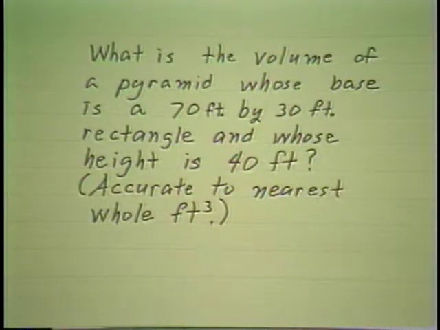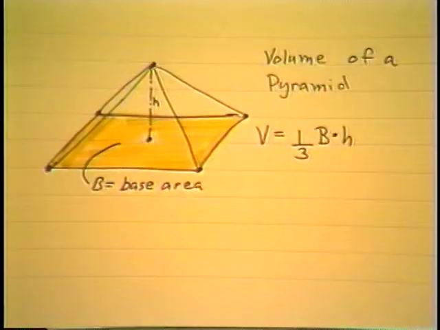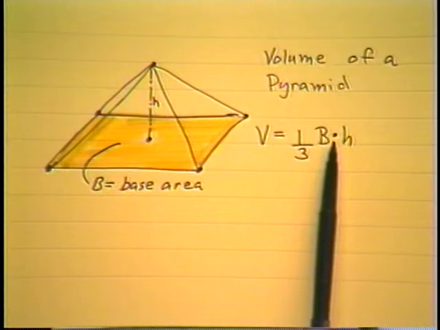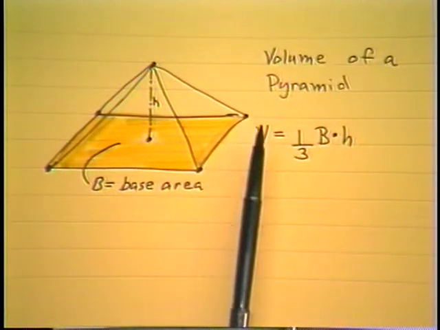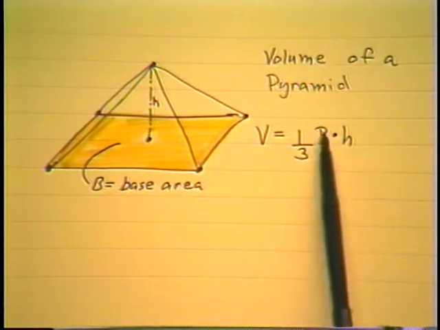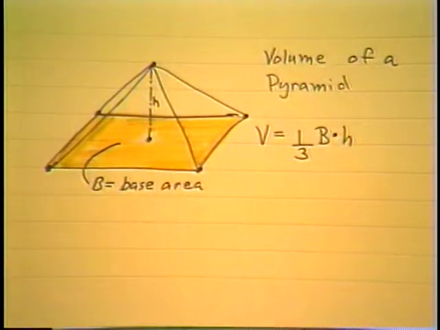Another problem. What is the volume of a pyramid whose base is 70 feet by 30 feet, a rectangle, and whose height is 40 feet? You want it accurate to the nearest whole cubic foot. Now, of course, our problem is to find the key words, and that's pyramid. Looking that up in a math handbook, we would find this. Okay, the volume is 1/3 a capital B. Now in this case, a B is not a length, it's a base area, as they tell us here, times the height to the top of the pyramid.